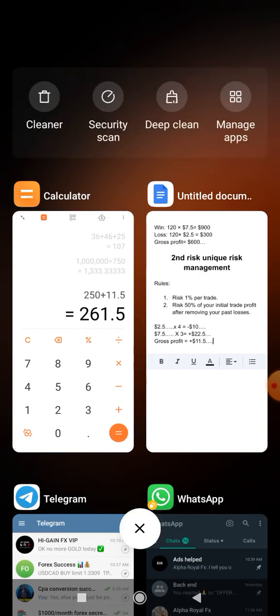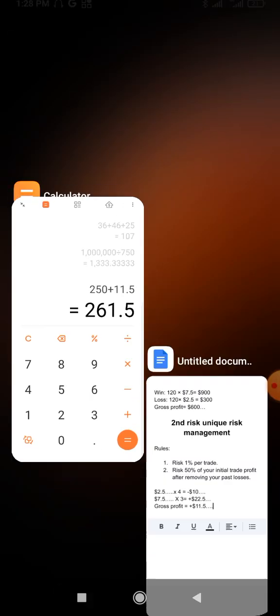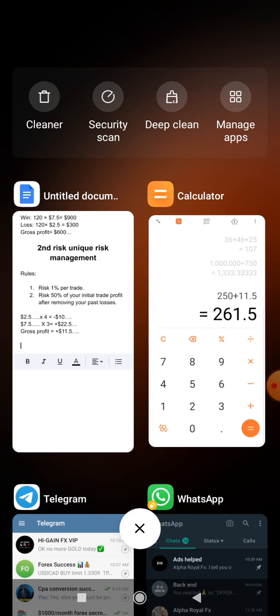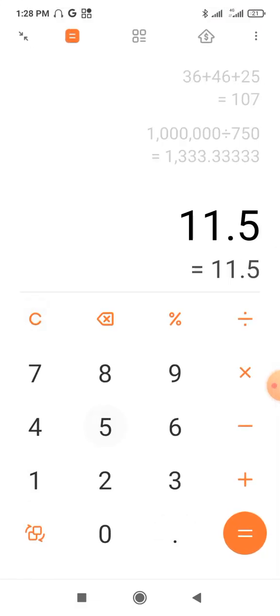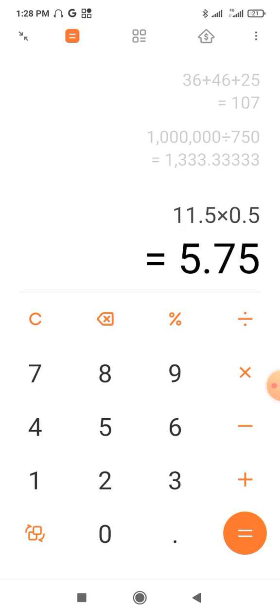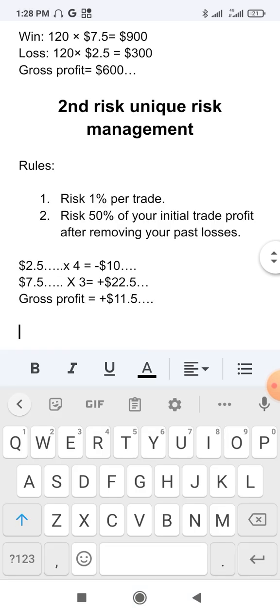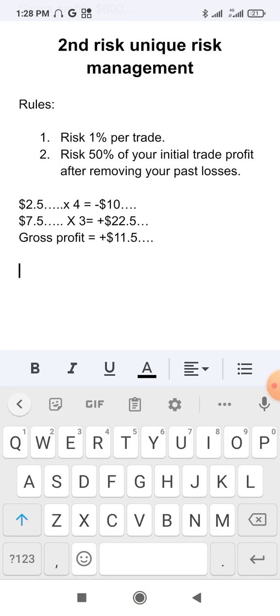Now, what are you going to do on the next trade you are going to take? This is where I'm going to explain this second rule. You have 11.5 gross profit added to the $250 you had initially. So you divide it by 2. Risk 50% of 11.5, which is 11.5 times 50%. So we have $5.75 to risk on your next trade.